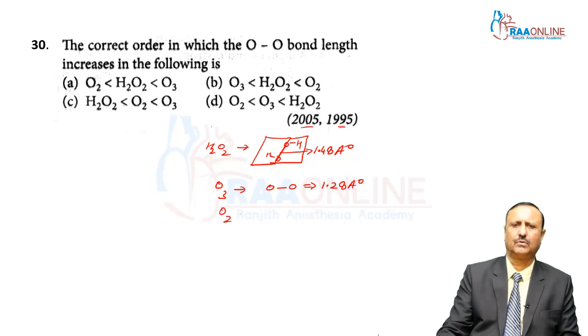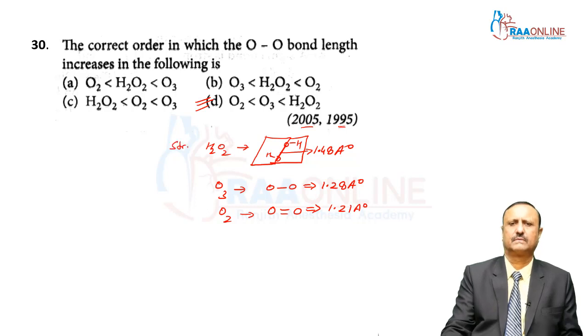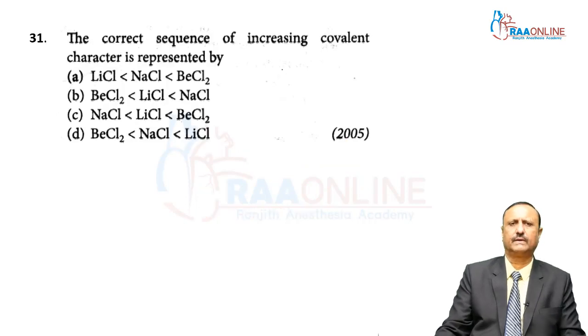Now, in the O2 molecule, a double bond is present. So, the bond length is minimum, that is 1.21 angstrom. So, my dear students, you can go to answer D, because in option D, H2O2 has the highest bond length between the O and O bond. These are structures 1, 2 and 3. Now, we can go to question number 31.